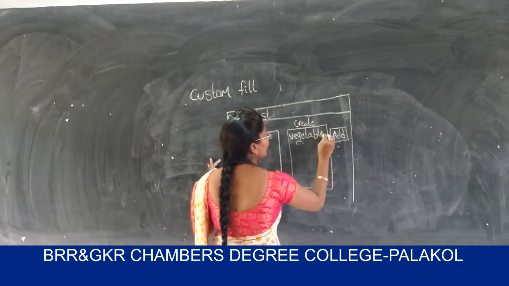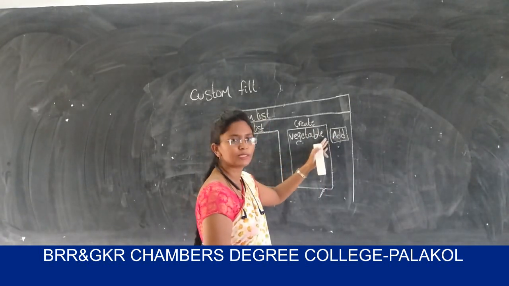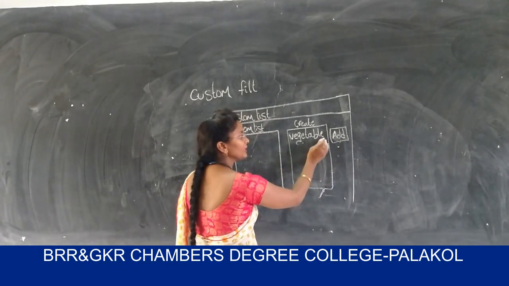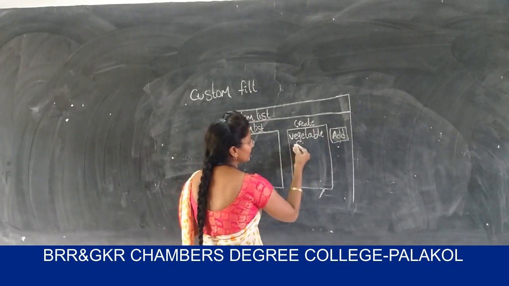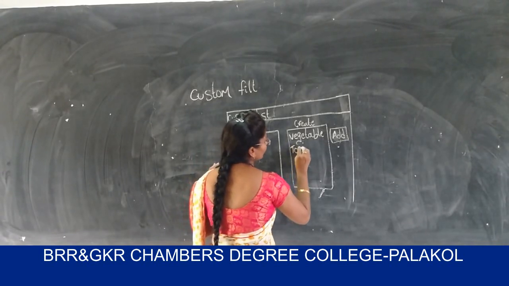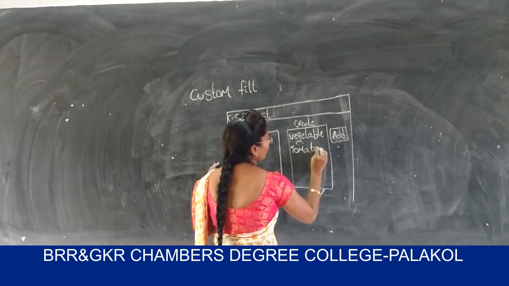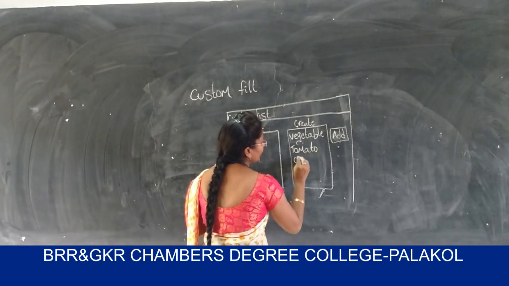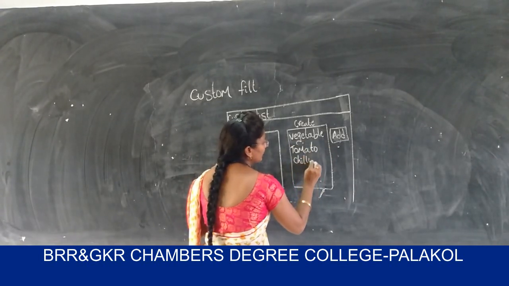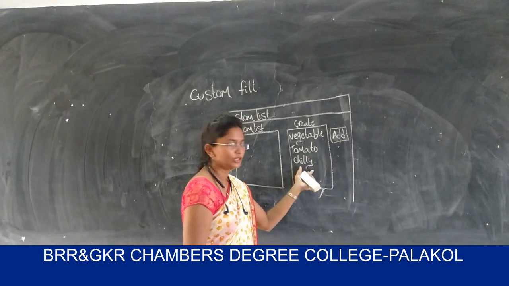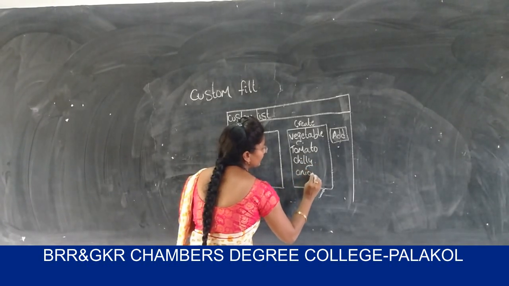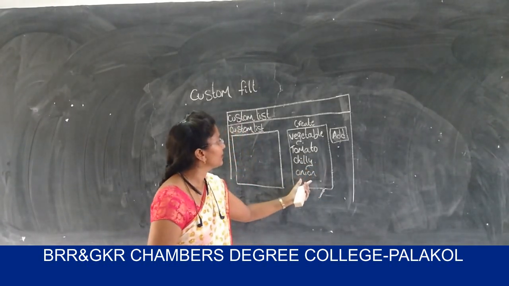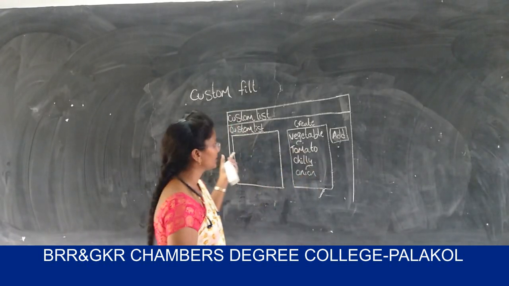Vegetable, and after completing the vegetable I have to press the Enter key on my keyboard. If I press the Enter key, the cursor will come to the next line. Then I can write tomato over here, again press Enter, and the cursor will appear on the next line, and write chili over here and again press Enter. The cursor will appear on the next line and write onion over here. This is the list I have to create in the custom list.